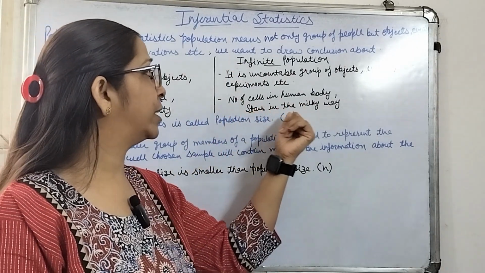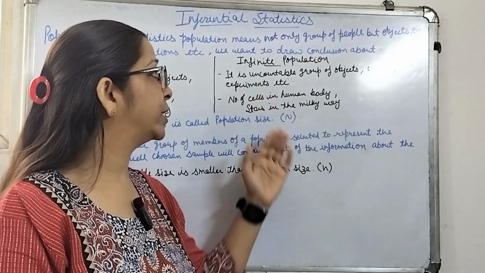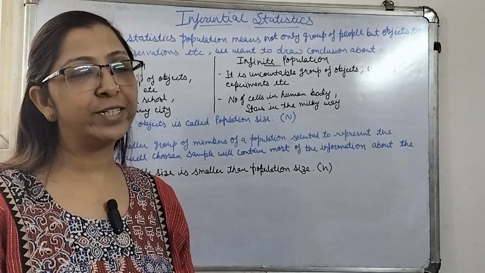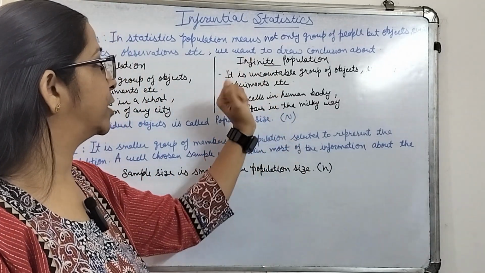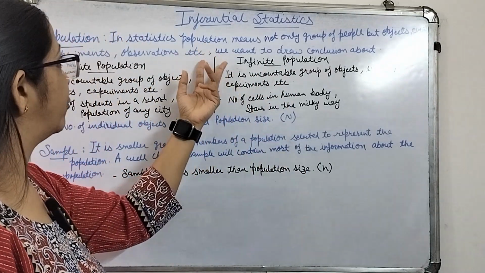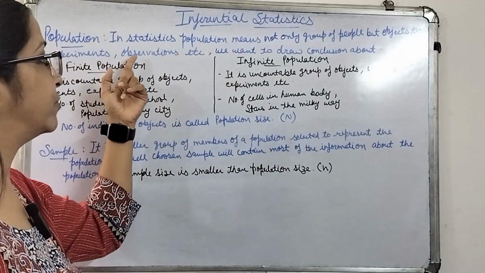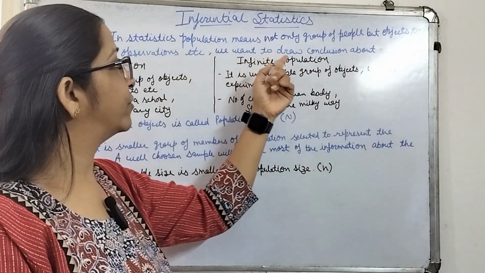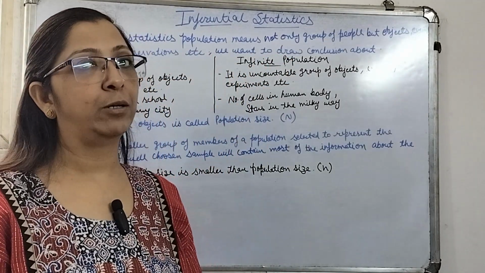If someone says, count how many stars are there in the Milky Way, obviously we cannot count it. That's the reason it will come under the category of infinite population. So populations are of two types. One is finite population, which we can count. Another is infinite population, which we cannot count.